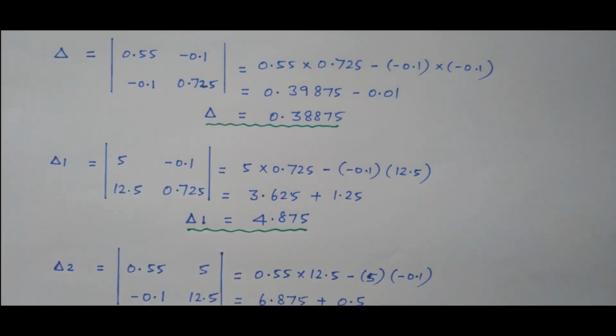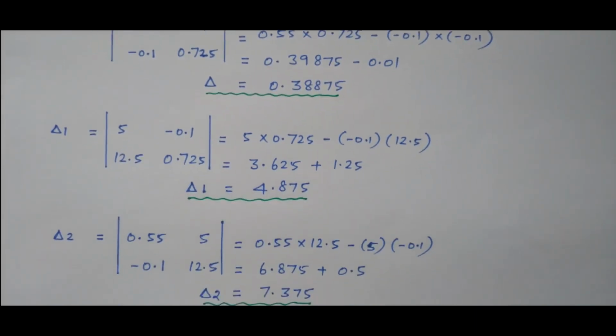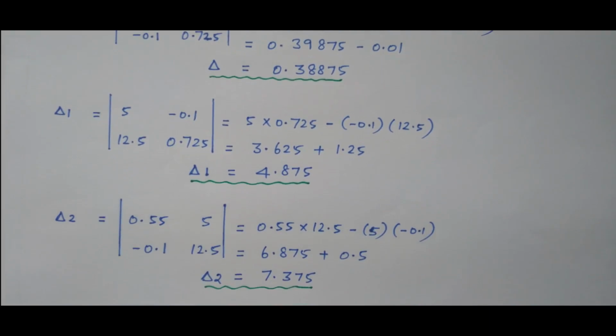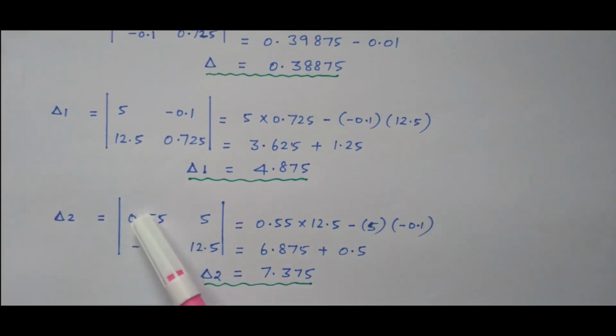Then how will you find delta 2? That is by replacing the second column. The first column stays as it is, and the second column is replaced by the current matrix. That will give delta 2. Then you find the determinant: 0.55 into 12.5 minus 5 into minus 0.1. The two negatives make it positive. The final value is 7.375. So delta 2 is 7.375.